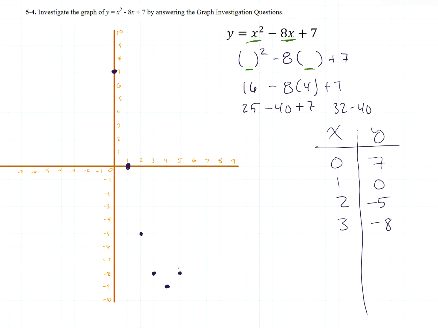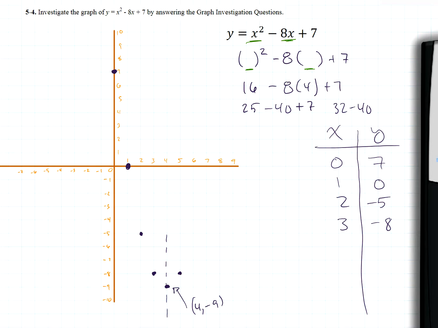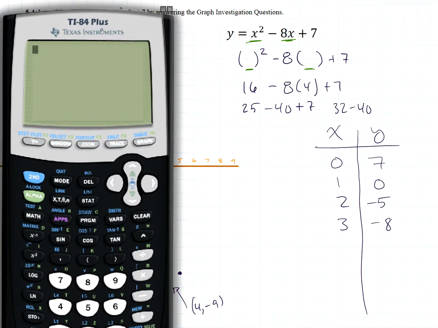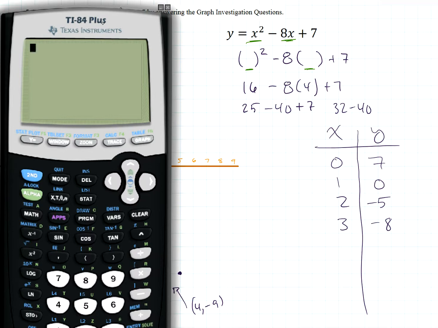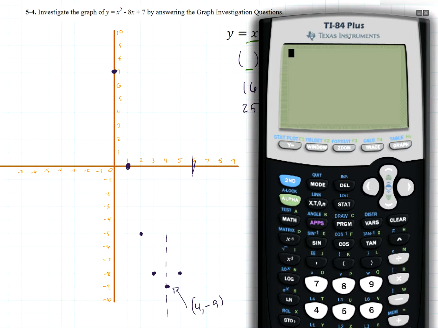These just lined up too well. In fact, this right here is the axis of symmetry. I believe that this is the vertex. The vertex is at 4, negative 9. And of the rest of the points, I'll check one more with a calculator. I'll bring the calculator over here. Let's check the point 6. And I predict that with 6, I should get a value of -5.